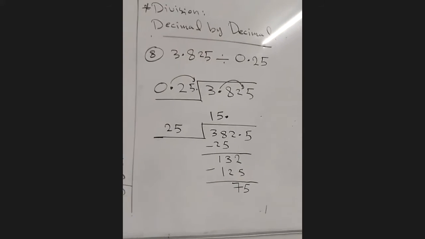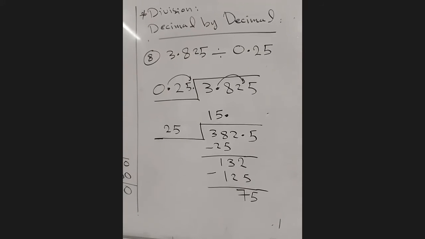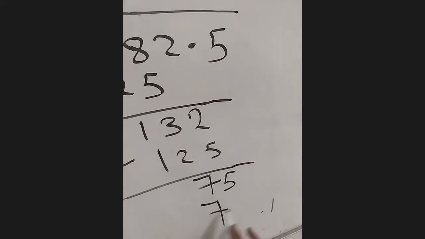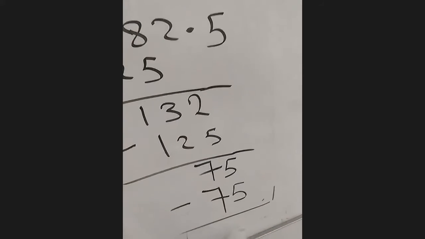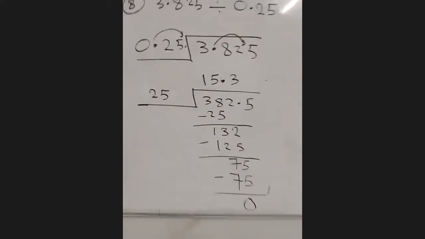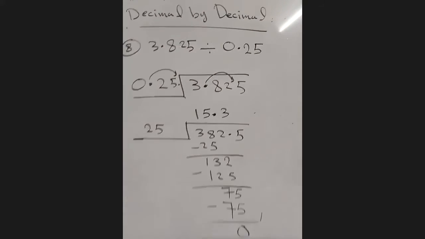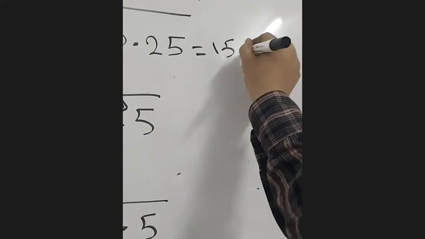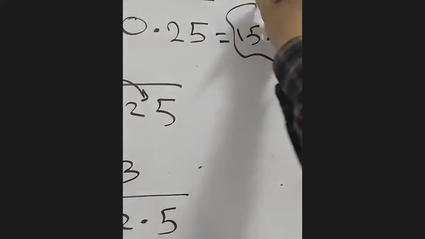Now 75 divided by 25, how much? 3. 3 by 25 is 75. So our answer is 15 decimal 3. So the answer of these two divisions is 15 decimal 3.